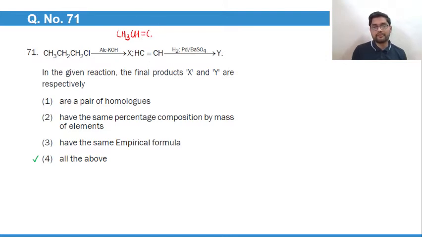It is double bond CH2, right? Over here, CH2 double bond CH2. So both are alkene. Okay, they both are what? Alkene. So they are a pair of homologous. Yes. Have the same percentage composition by mass of an element. That is also true. Have the same empirical formula. That is also true. So they all are true. That means all of the above. Okay. So this will be the best answer.